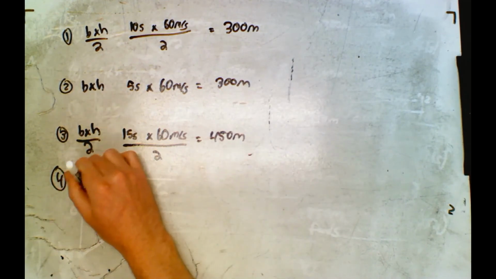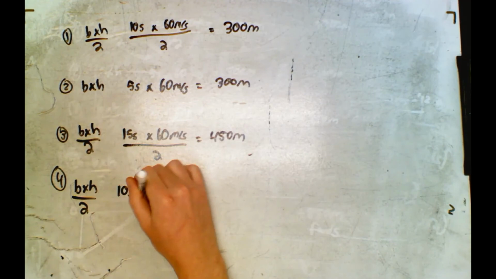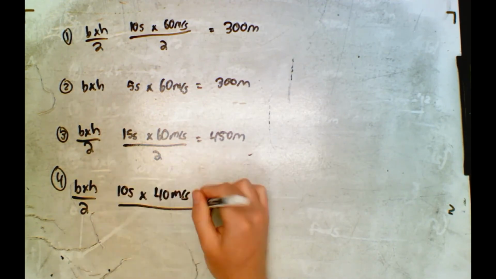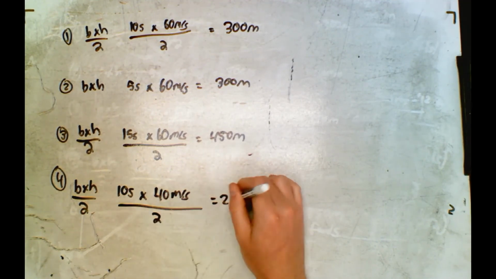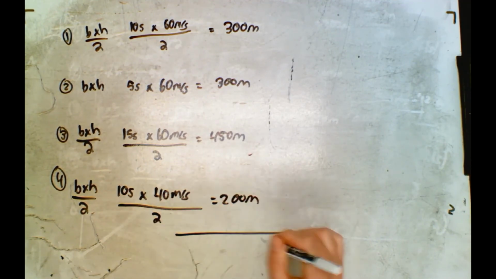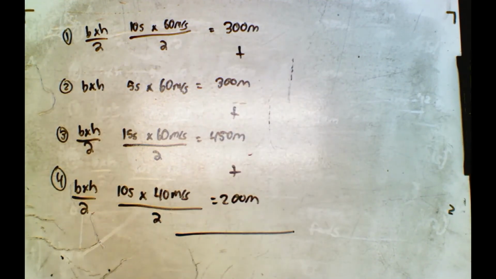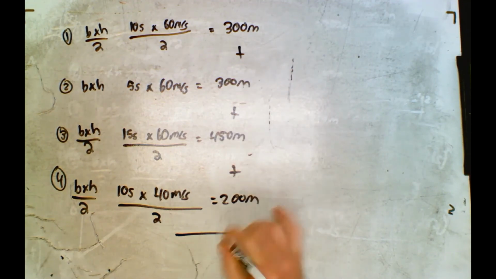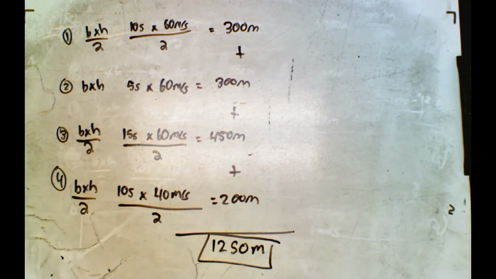And my last one, my base was 10 seconds. My height was 40 meters per second. Again, I'm not doing the negative because it's distance. I divide it by 2. That's going to be 200 meters. So to find my total distance traveled, I just add up all those separate distances. 300 plus 300 is 600, 1,050. 1,250 meters is my distance.